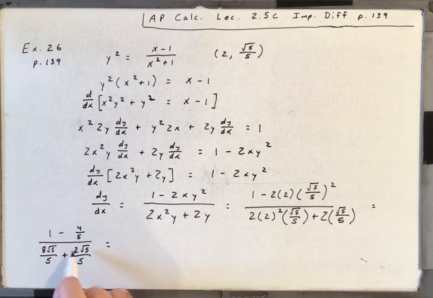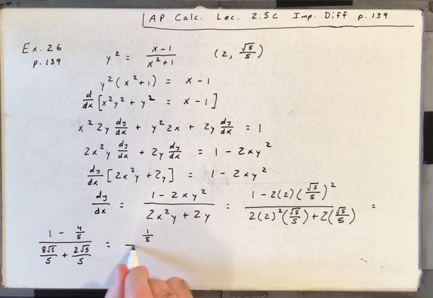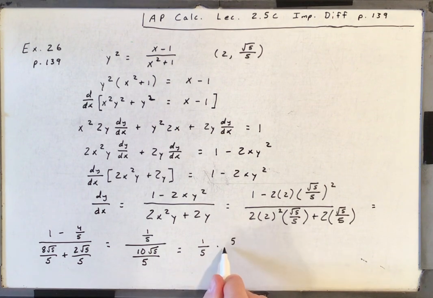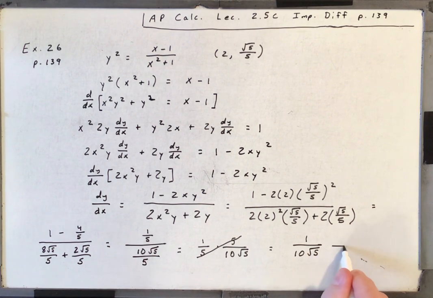Since we have a common denominator, we can add the top. 8 plus 2 is 10. 1 minus 4/5 is 1/5, over 10 root 5 over 5. Now, we can flip the bottom fraction and multiply. You can see the 5 will cancel. And we have 1 over 10 root 5 is the slope.